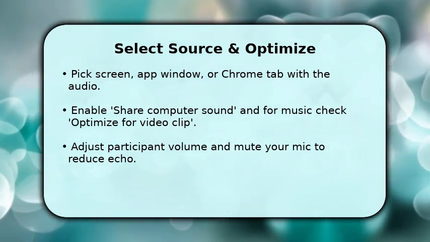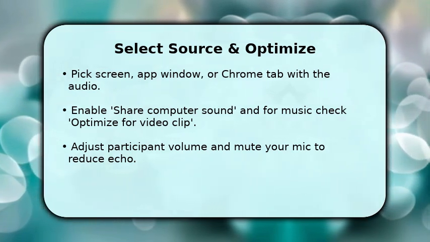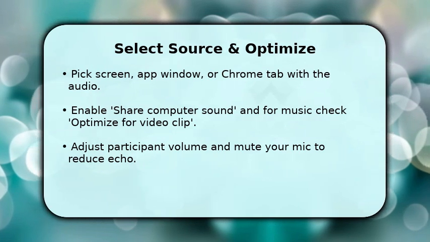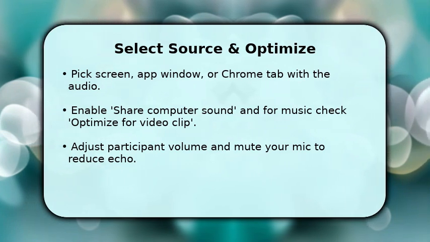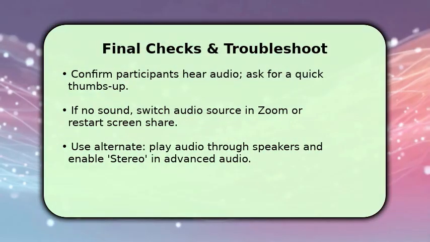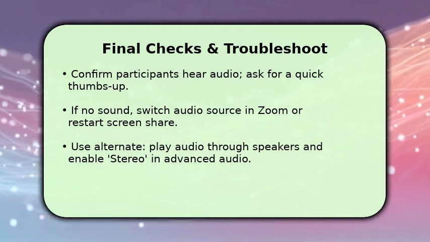Once shared, lower your microphone or mute yourself to prevent feedback. The system audio will carry the sound. Monitor participants' volume feedback and pause to tweak levels if others report clipping or being too quiet. Finish by asking participants for a thumbs up so you confirm the audio is audible to everyone.